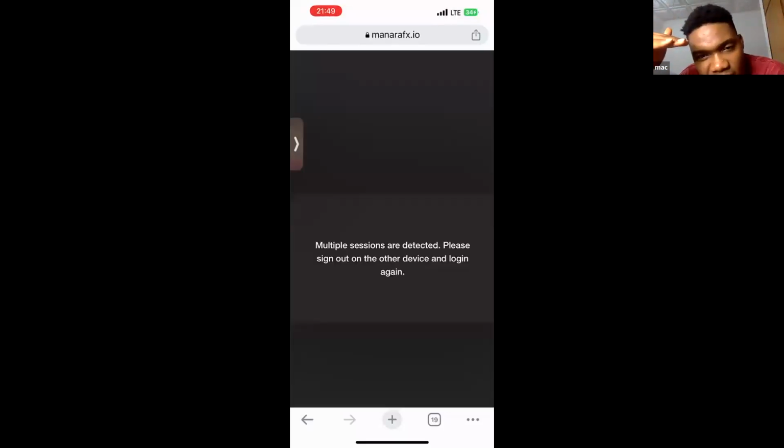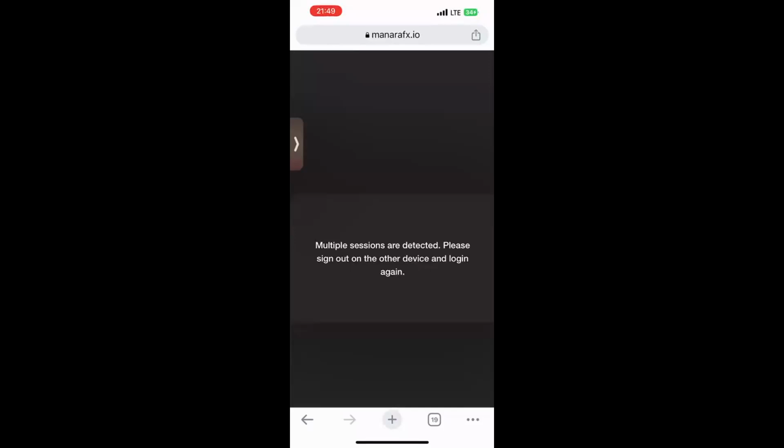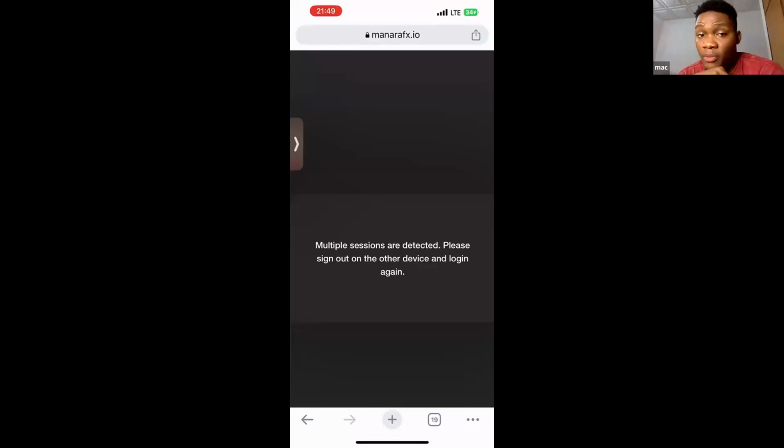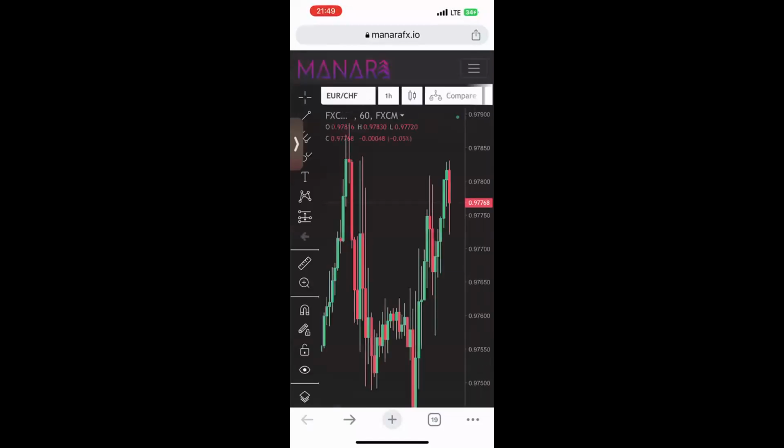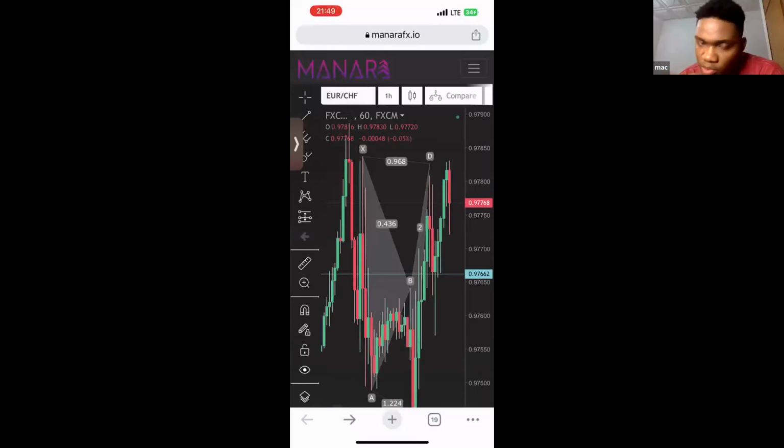So this is always a challenge when I'm using phone. It logs you out because you are logged in on your laptop. You can't log in with multiple devices. Let's click on the dashboard again.